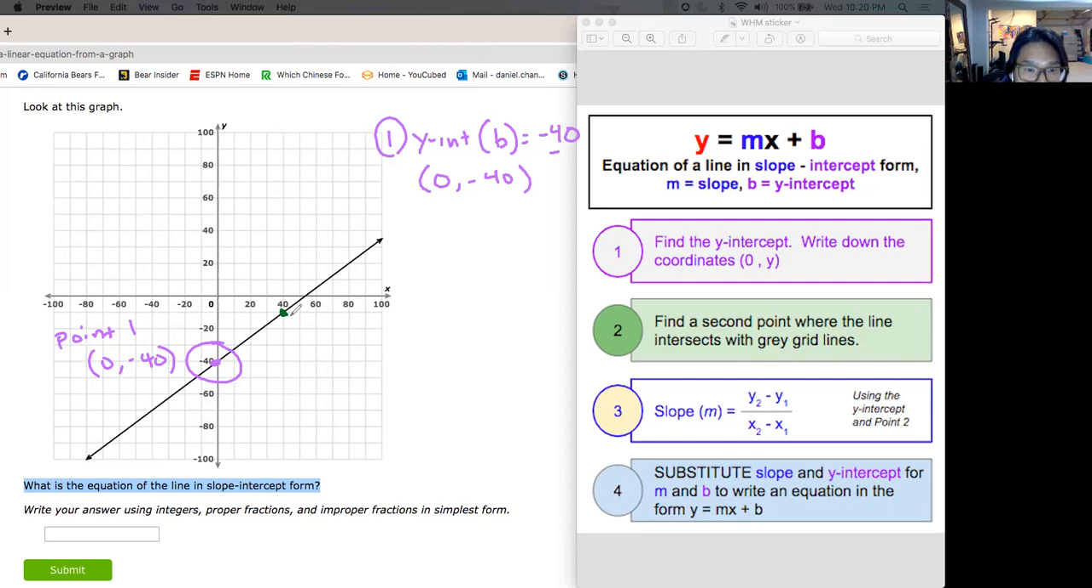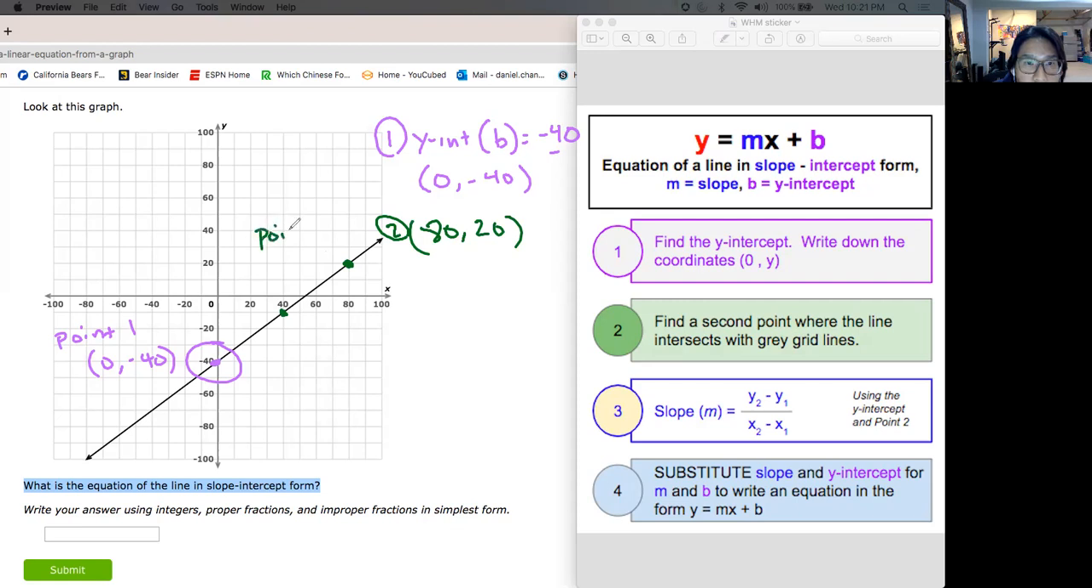40 comma negative 10. And it also looks like it's happening right here. And I'm going to use the second point right here. It looks a little easier to read. And my second point is 80 comma 20. That's going to be my point 2, 80 comma 20.